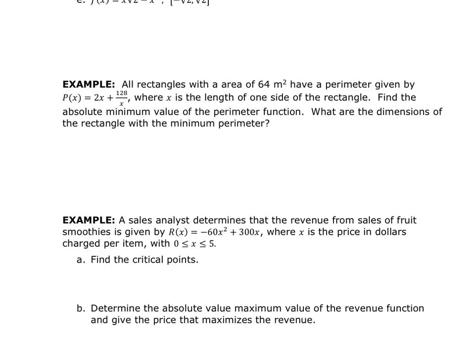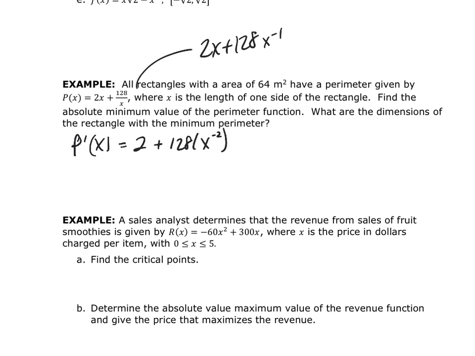Are you ready for this? A derivative. And then what am I going to do with that derivative? Set it equal to 0. So I'm going to do the derivative of this. I know I'm running out of time. So p of x prime is going to be equal to 2 plus 128, and because this can be written as 2x plus 128 x raised to the -1, it's going to be x raised to the -2 multiplied by -1. So I've got 2 minus 128 over x squared is equal to 0.